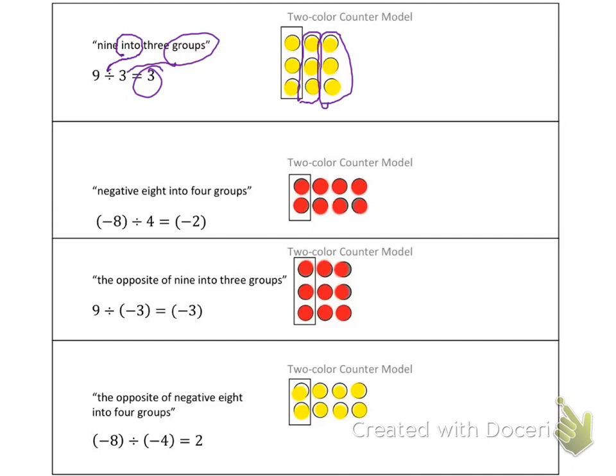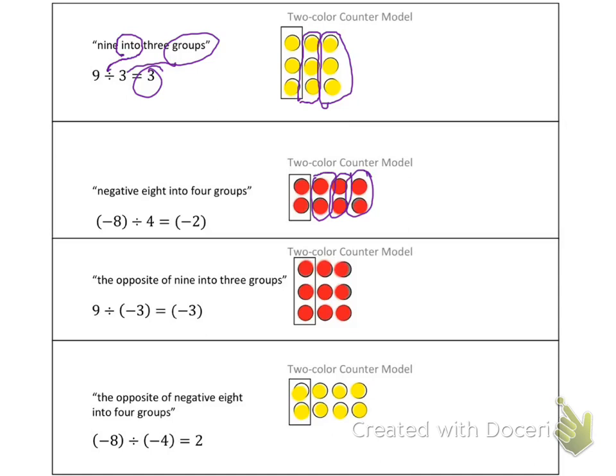The second problem, we've got -8 into 4 groups. And so all we're doing is we're taking those red counters and we are dividing it into those 4 groups. And inside each group, you see we have a -2.